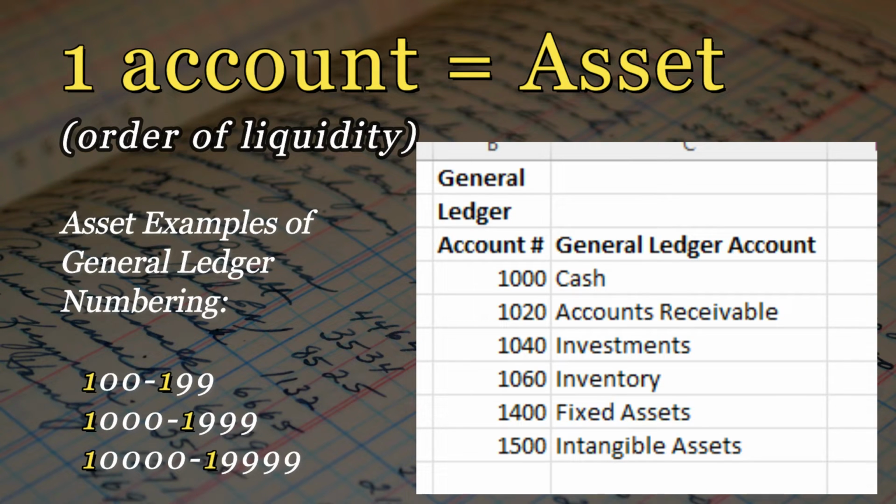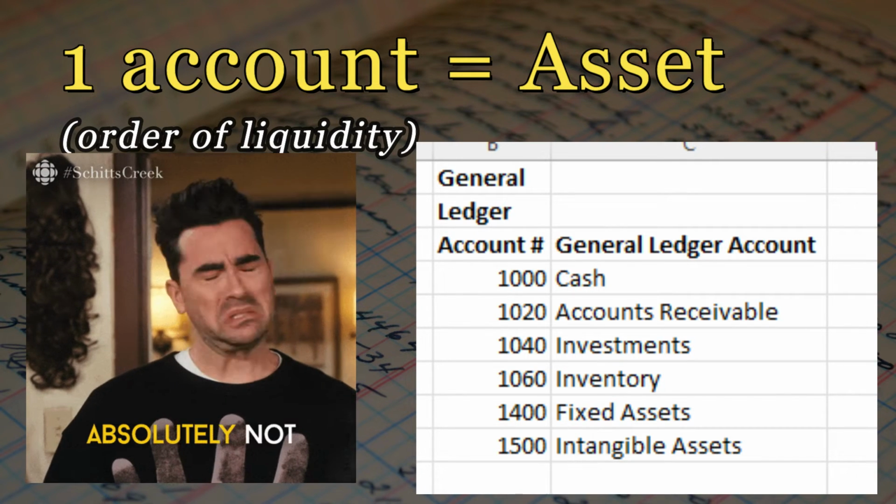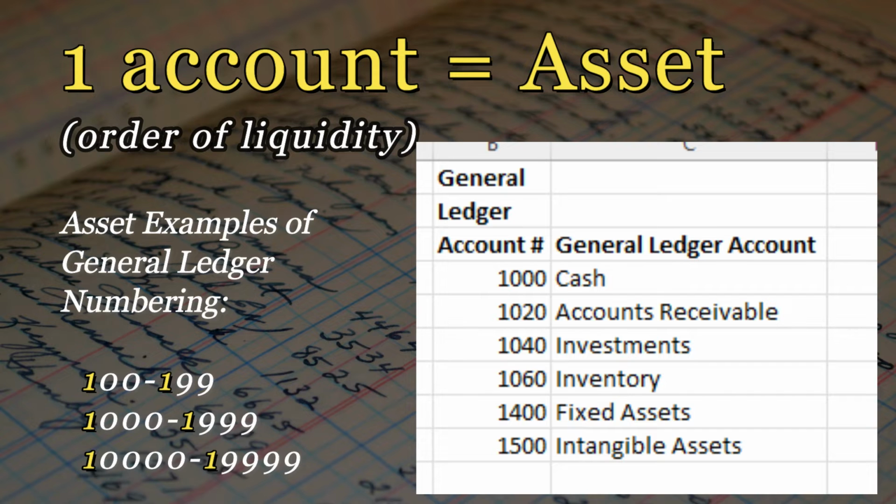Now, have the companies I've worked at ordered their general ledger asset accounts in order of liquidity? Definitely not, but it is a good best practice to implement.